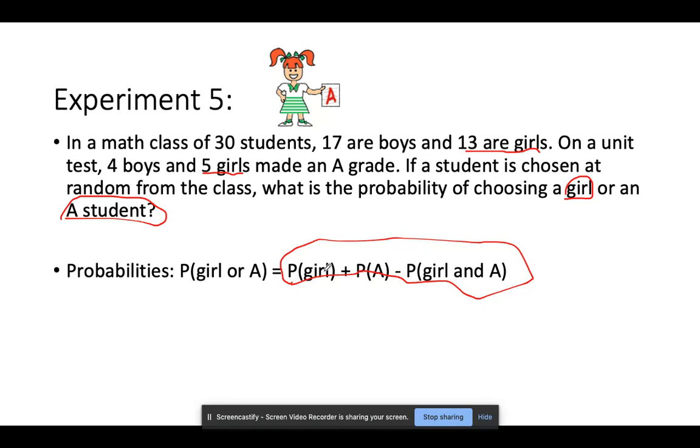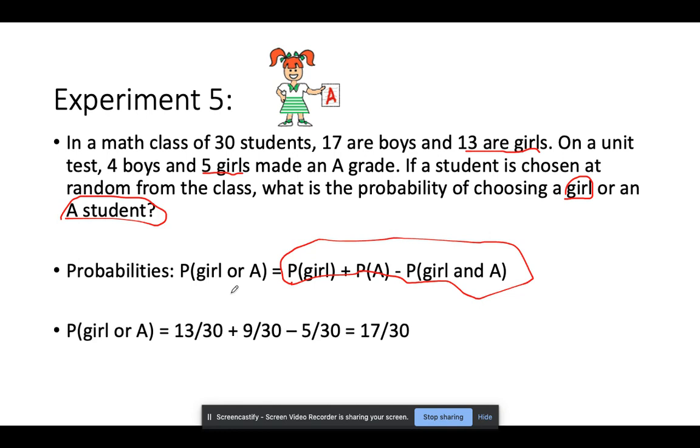So now we're going to find the probability of a girl. Well, there's 13 girls, so that's 13 out of 30. So 13 out of 30 will be the girl. Probability of A, well, there's 9 A's. There's 4 boys and 5 girls. So this is just the probability of getting an A. So that's 9 out of 30. And the probability of a girl in A, well, that's 5 girls out of 30.